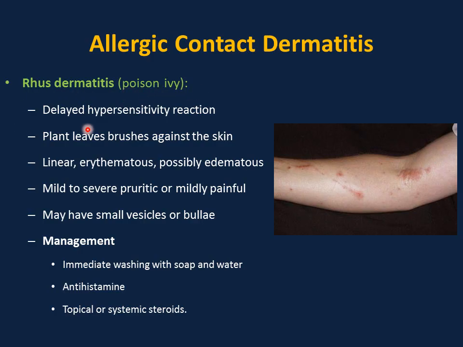The first form and the most severe form we'll discuss is poison ivy. Poison ivy is a delayed hypersensitivity reaction because of contact with the poison ivy plant when it brushes against the skin. The patient will present with a very itchy, linear, erythematous and possibly edematous rash. This rash can be severely pruritic or mildly painful. Also, they may present with vesicles or bullae in severe cases. The management here, of course, is avoiding contact with the poison ivy, immediate washing with soap and water, antihistamine, and topical or systemic steroids in severe cases.